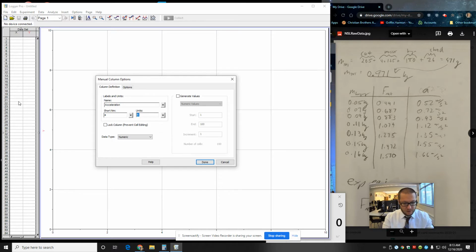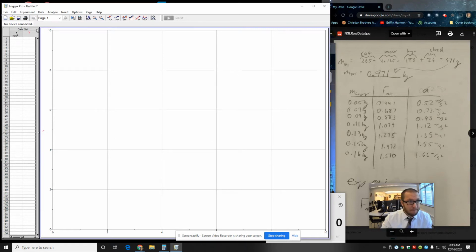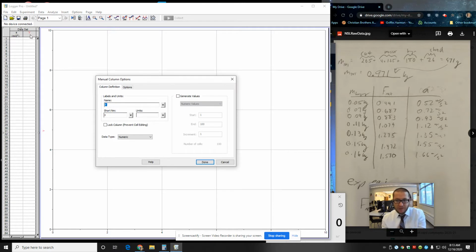The units are meters per second. I'm going to square it with a superscript. Square, meters per second squared. My bad about that. And then the y-axis is going to end up being net force. But first, I'm going to put in the hanging mass.